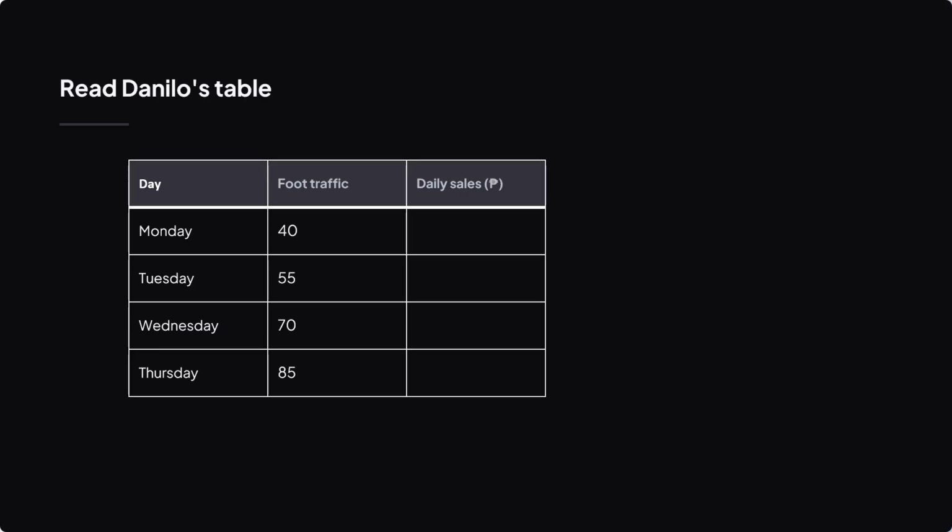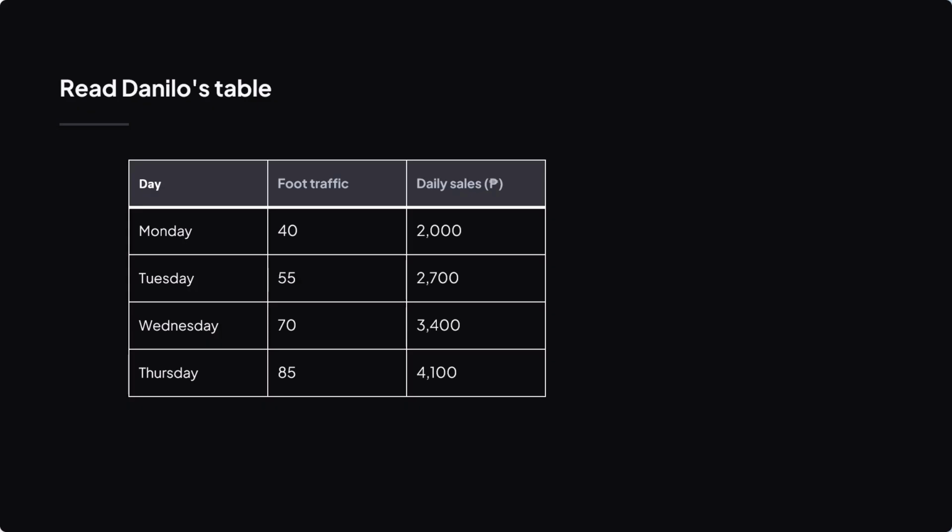Now let's take a look back at Danilo's table. Let's take a look at the foot traffic. On Monday, 40, Tuesday, 55, Wednesday, 70, Thursday, 85. The foot traffic rises each day. Now, predict which way will the sales move.